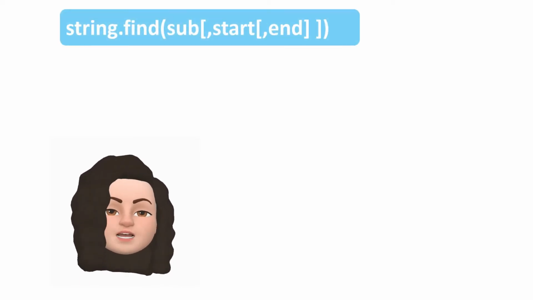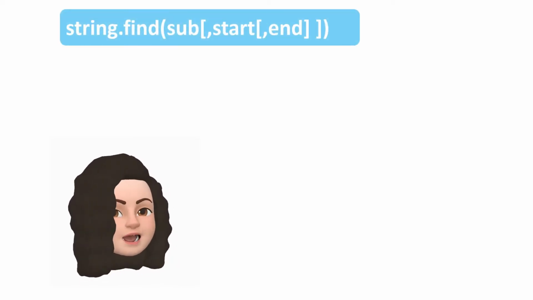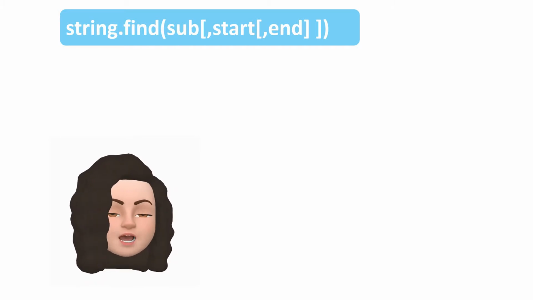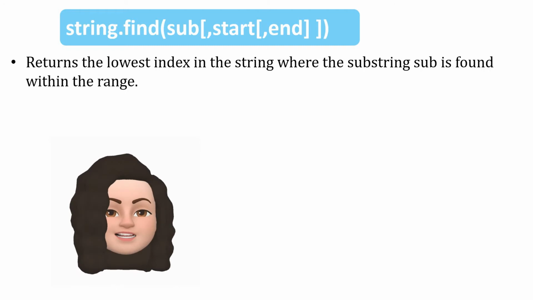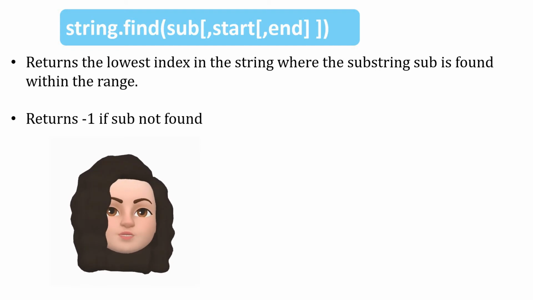The next string function is find. This find function is used to search for a substring, whether it is present in a string. The substring can be a set of characters. It can be a part of the string or it cannot be part of the string. Now Python will return the lowest index in the string when the substring is found within the string. Now if the substring is not found within the range, then Python will return -1.